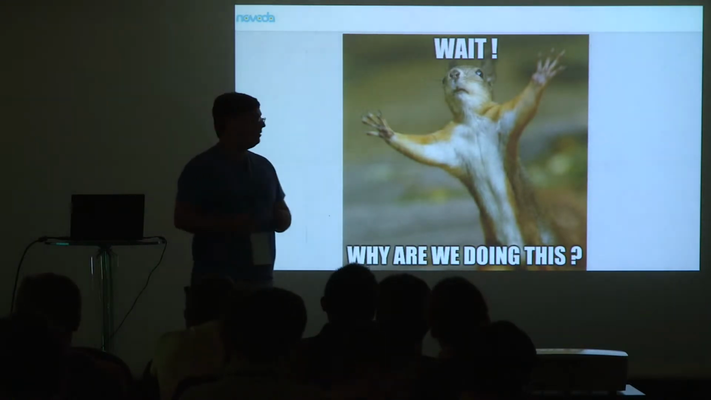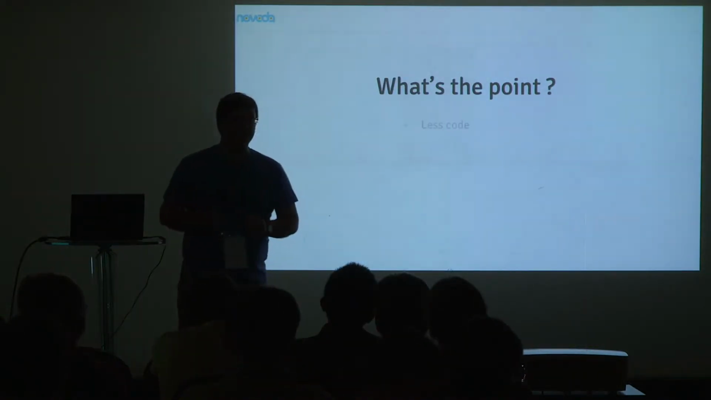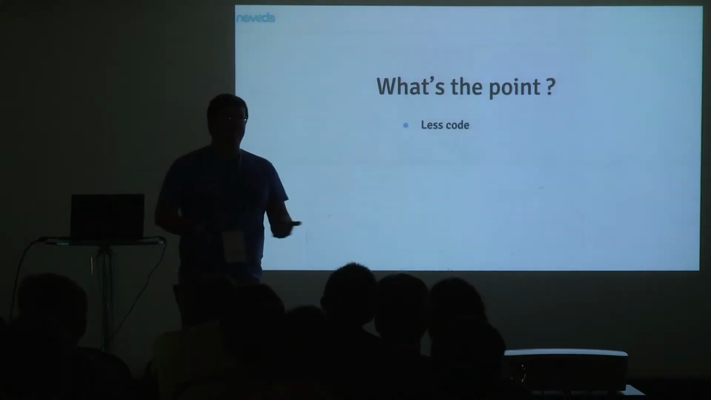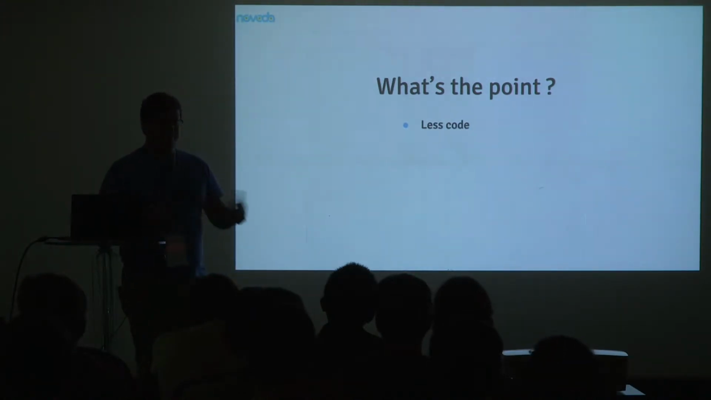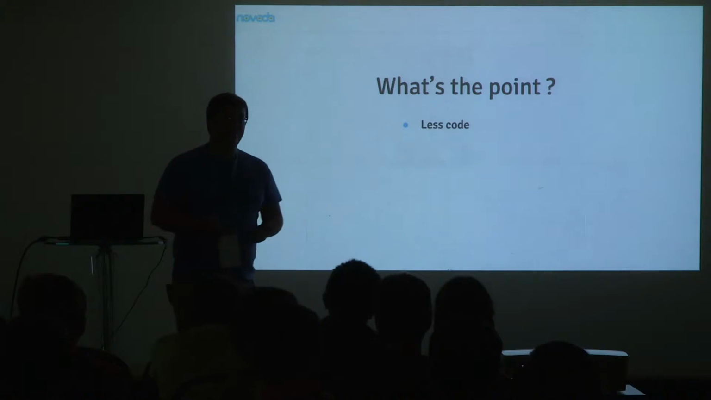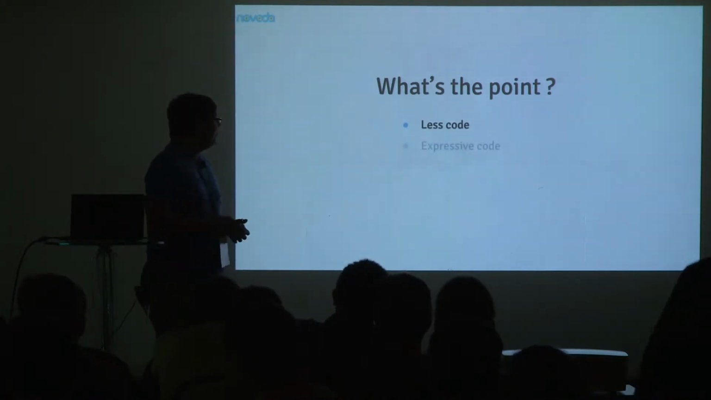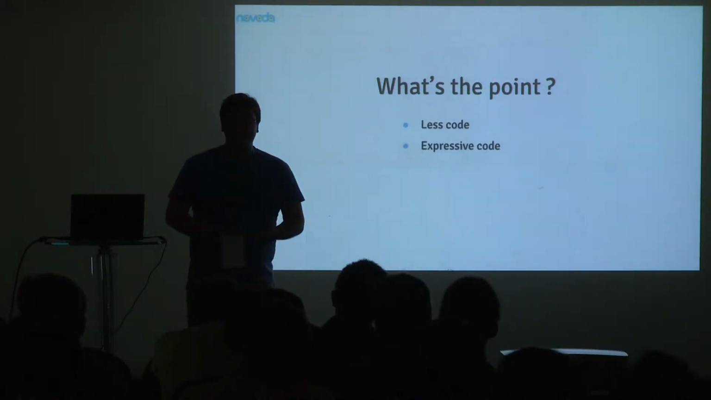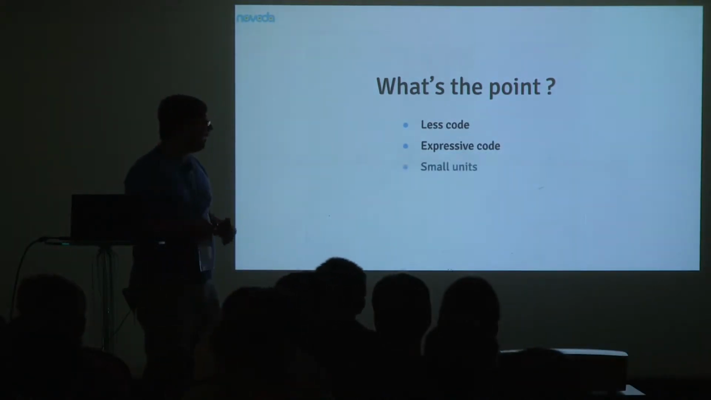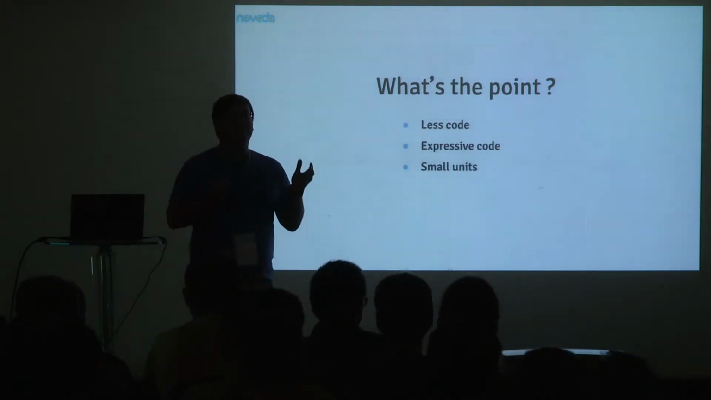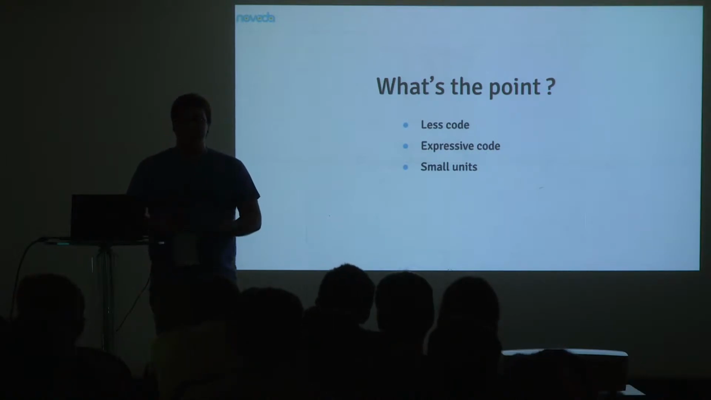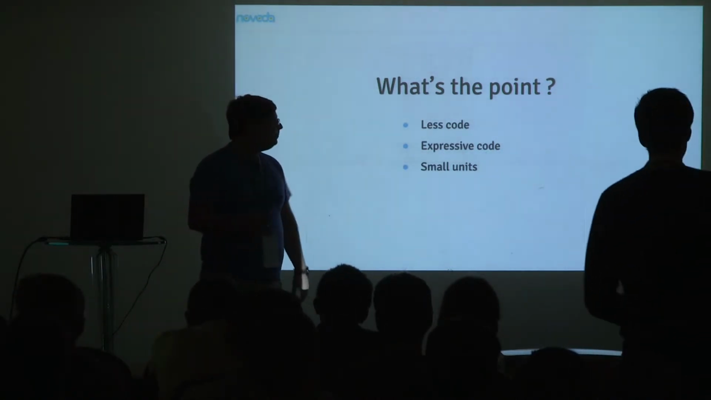The reason why we're trying to do this is because we want to write less code. We are building more and more complex apps, and as we do, we have to maintain bigger, more complex code bases. So we want our code to be concise. We want it to be expressive. We want to be able to glance at something and understand what it is doing, why it is there. And we want to write small units that we can reuse, that we can move around, and that we can test efficiently and easily.